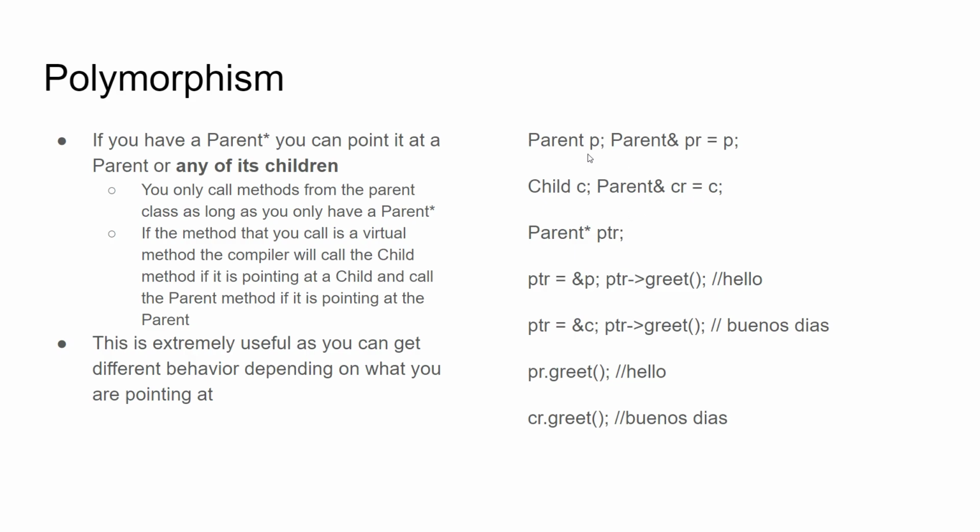So over here, I have a parent P and a parent reference PR, child C, and a parent reference CR to C. So you can also do references to the children as well through the parent. I also have this parent over here. So pointer equals the address of P, p.greet, it says hello. Now if I point that pointer at the child, it's going to say buenos dias, because I'm pointing to an instance of the child at that time. So I'm getting that different behavior depending on what I'm pointing to. And the compiler is able to figure out which method to call depending on what the underlying type is.